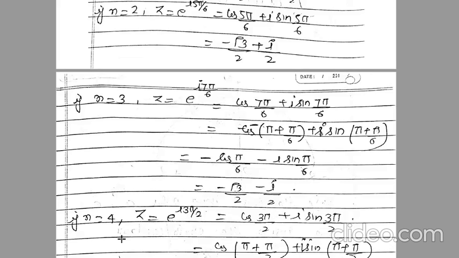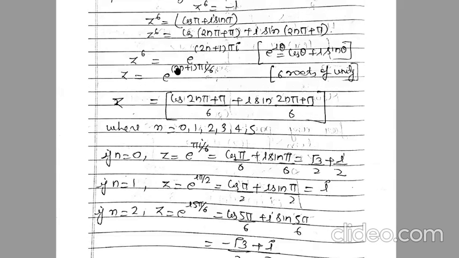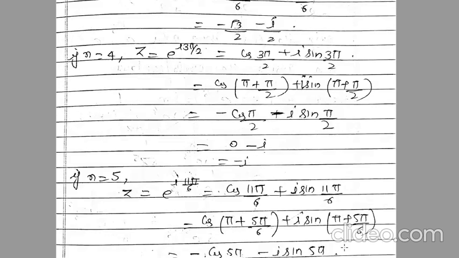Now, if n is equal to 4, so just write here n is equal to 4. So 4 into 2 plus 1, then that means 4 into 2 and plus 1. So you will get 9 pi by 6. 9 pi by 6, you can write 3 pi by 2. So cos 3 pi by 2 plus I sin 3 pi by 2. Again, you can write pi plus pi by 2 plus I sin pi plus pi by 2. So cos 180 plus theta is minus cos theta plus sin 180 plus theta is minus sin theta. So just write the values here.